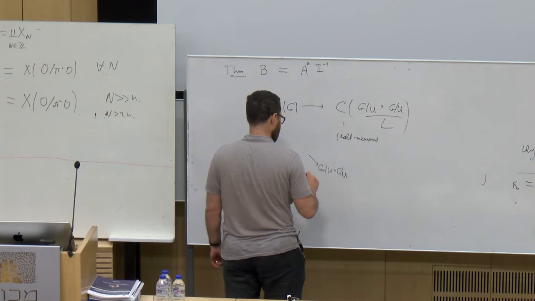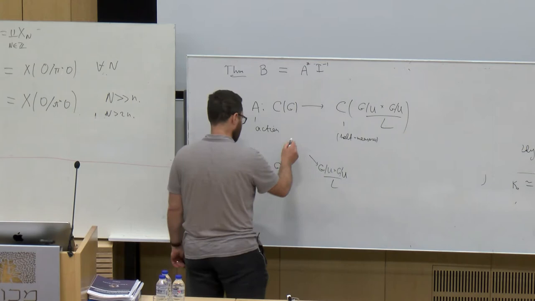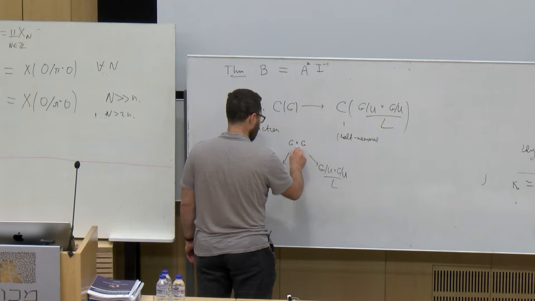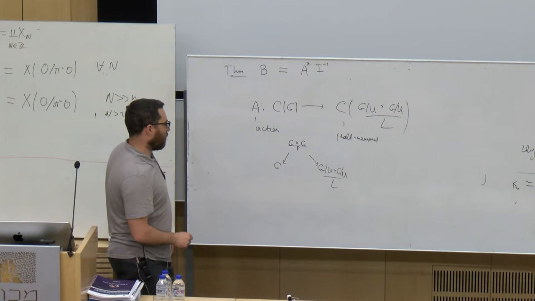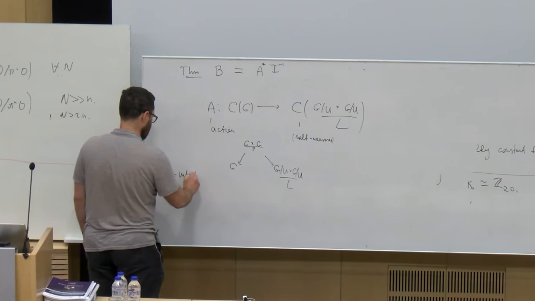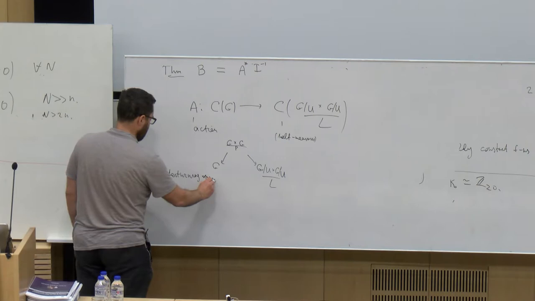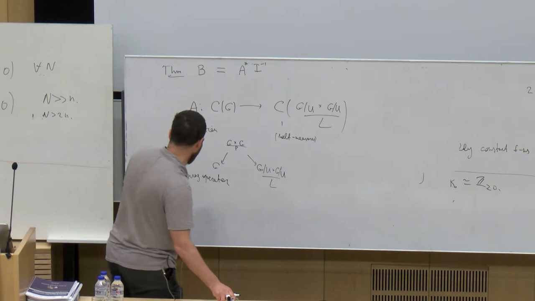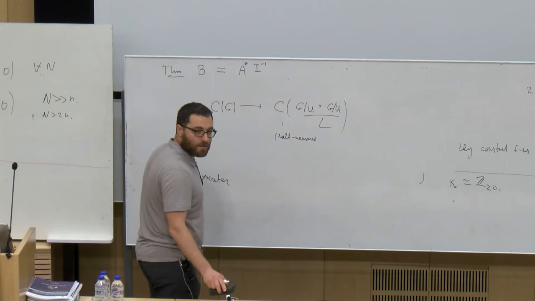Modulo L. And yeah, so here you have G times G maybe over P, something like this. And you do pull push. And I is the intertwining operator. So it doesn't preserve functions with compact support, but still it is invertible on appropriate functional spaces, and so you can invert it.